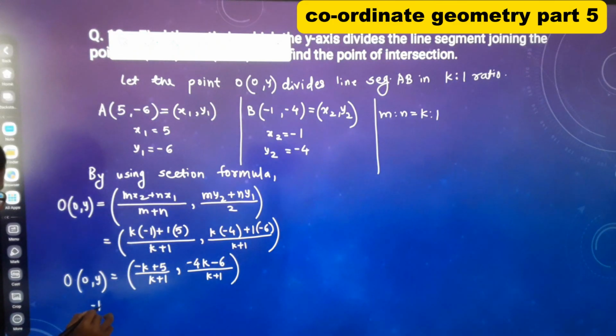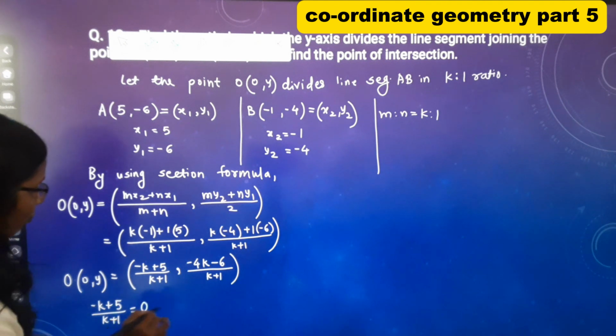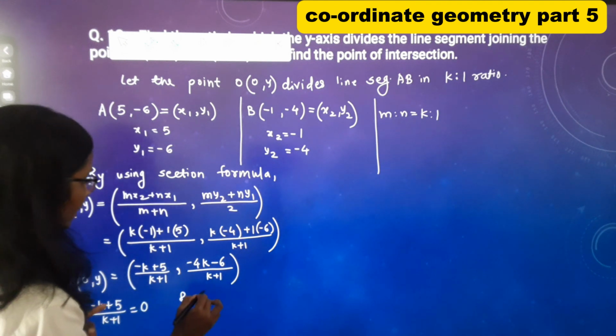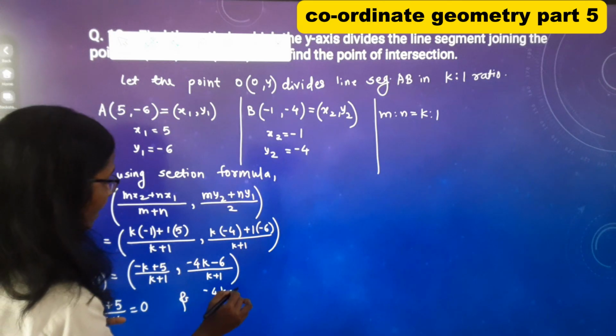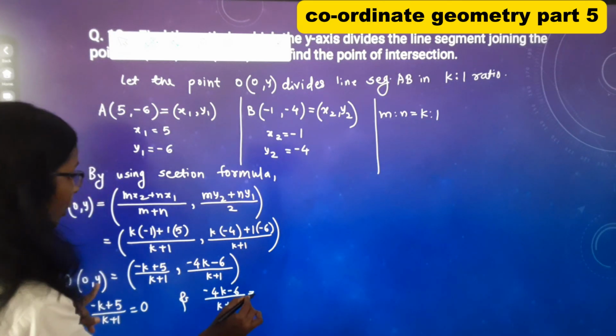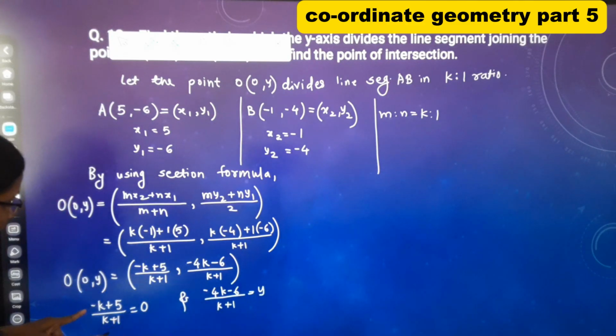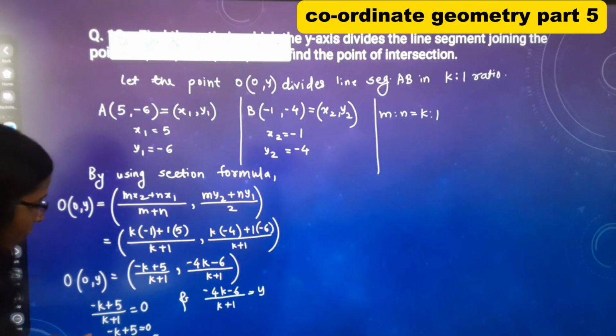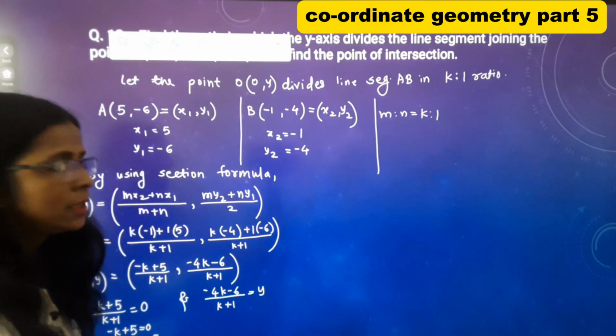So now equating both the sides. Here -k plus 5 upon k plus 1 is equal to 0, and -4k minus 6 upon k plus 1 is equal to y. So now here -k plus 5 is equal to 0. That means -k is equal to -5, and that means k is equal to 5. Okay students, here k is equal to 5.